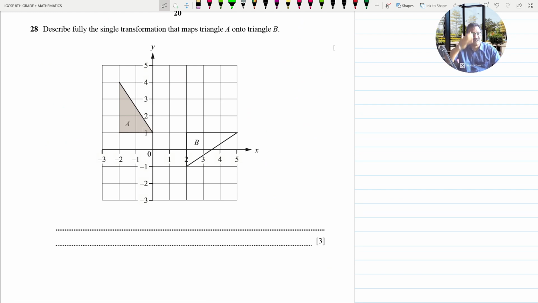Now this is a question based on transformation. He's asking you to describe fully the single transformation that maps triangle A onto triangle B. So this is triangle A and it is transformed to triangle B. So you have to name a single transformation.